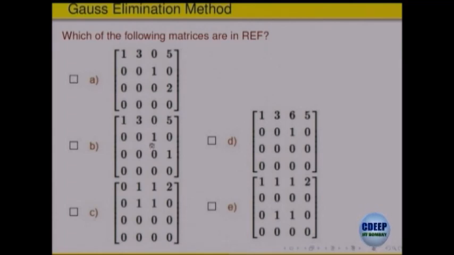Let us look at the second one. The first non-zero entry in the first row is at the first column, the second at the second, and the third at the third. So P1 is 1, P2 is 3, P3 is 4. What is R? R is 3. There are 3 non-zero rows, right.